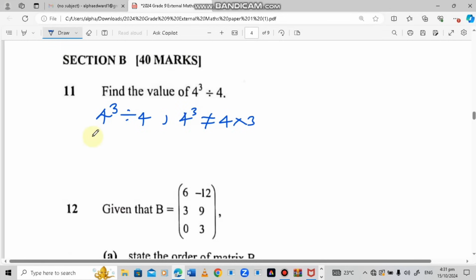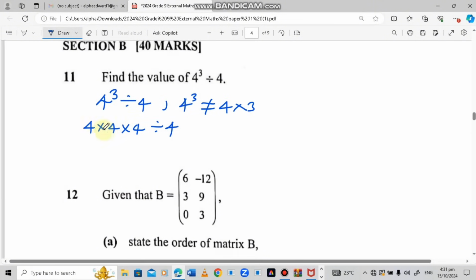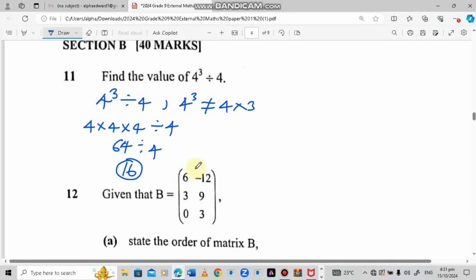What this means is 4 times 4 times 4, then divided by 4. Okay, 4 times 4 is 16, times 4 is 64. Okay, 64 divided by 4. 64 divided by 4 is 16. Alright, so the answer is 16.